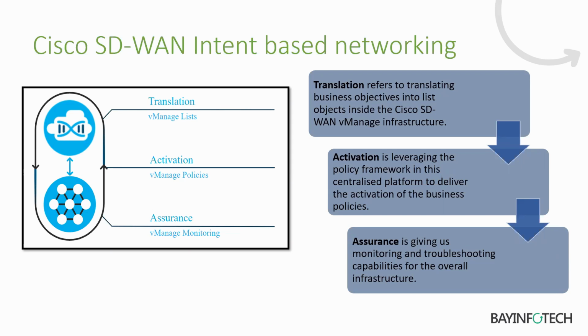Assurance is to have visibility into what's happening in your infrastructure. Assurance is giving us monitoring and troubleshooting capabilities for the overall infrastructure.